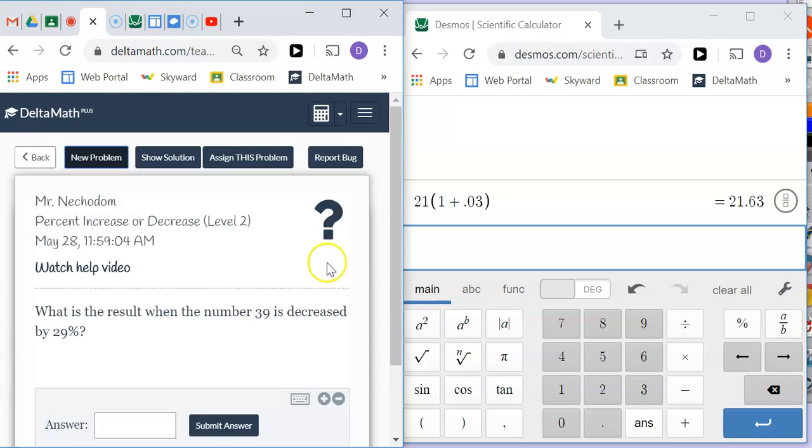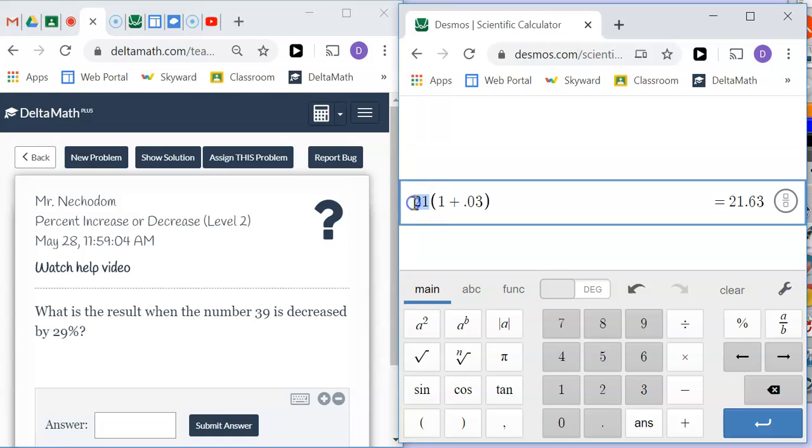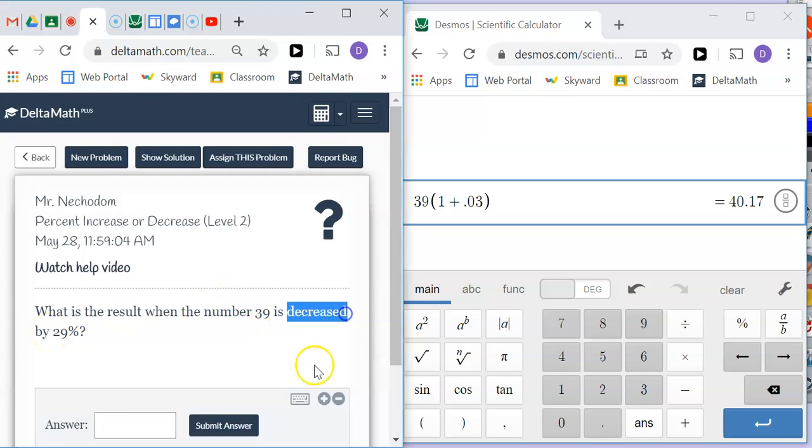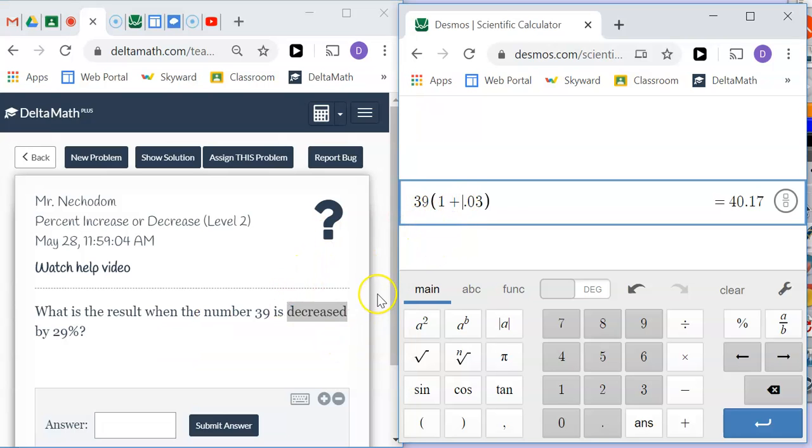Okay. So what I wanted to do is enough of these things where you go, oh, look at this. This one's 39. Okay. But it's decreased by 29%. It's very important that you notice that. Decreased by 29%. Okay? So what I would do is, instead of adding 29%, let's change this to a 0.29 right here. Okay? Instead of adding 29%, I'm going to subtract 29%. Okay? So that's the only difference. You're still doing 39 times 1 minus 0.29.